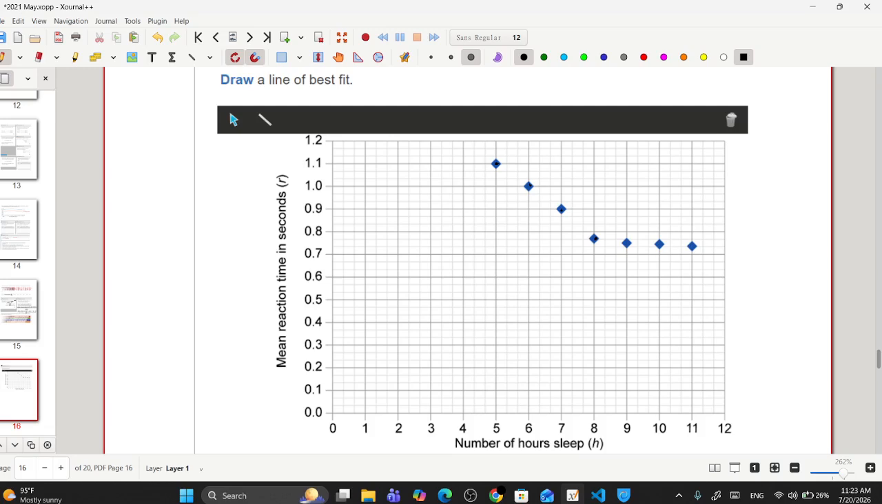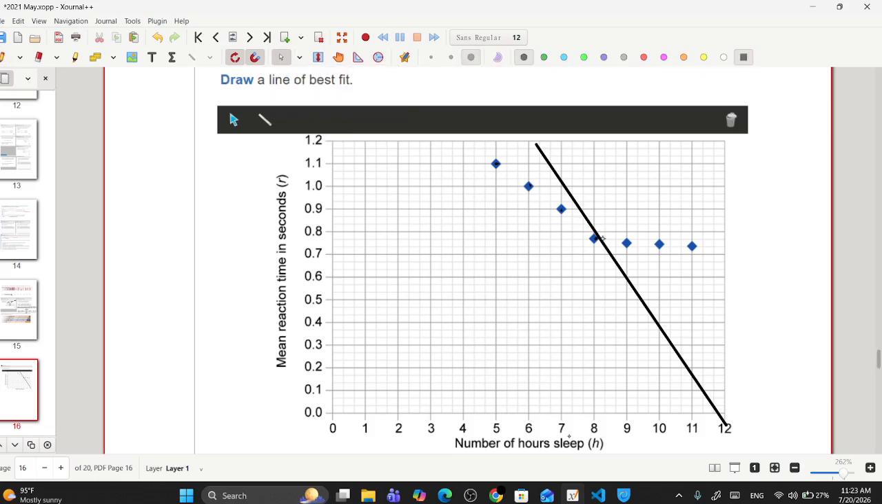Let me see the marking scheme. Does it allow the curve of best fit? No, it does not. But there have been many variations. So I'll tell you of one. The best line of best fit is going to be this one. And we have to make sure that we extrapolate this line up till the end.